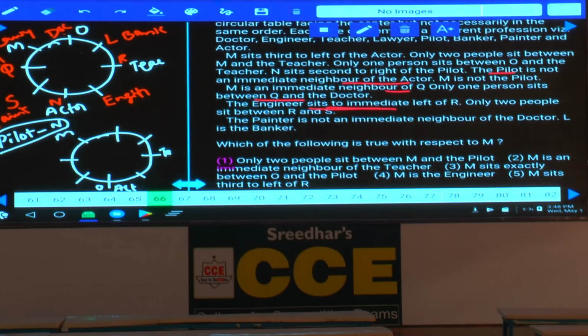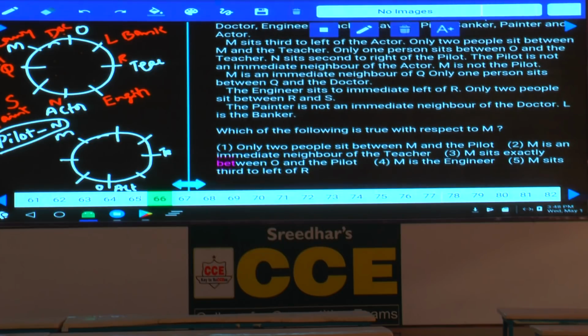Done with this? Now this is about questions 66 to 70. Question number 66: which of the following is true with respect to M? Only two people between M and the pilot, that is false. M is an immediate neighbor of the teacher, that is also false. M sits exactly between O and the pilot, definitely true. Choice 3 is the answer. Question number 66, it is choice 3.